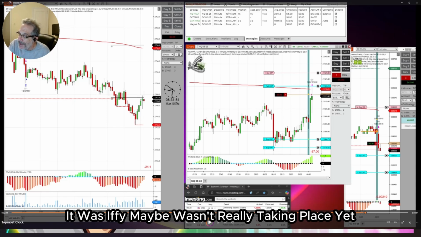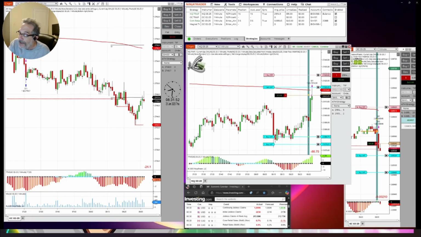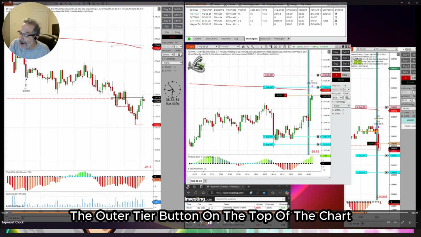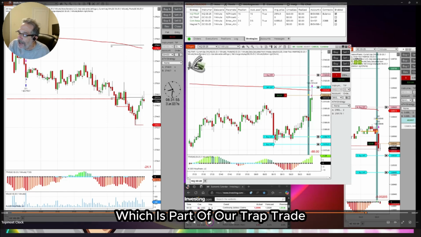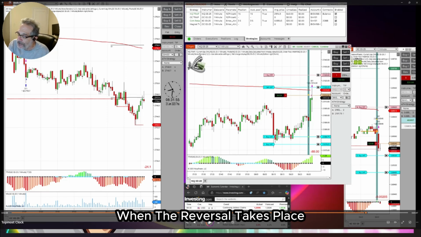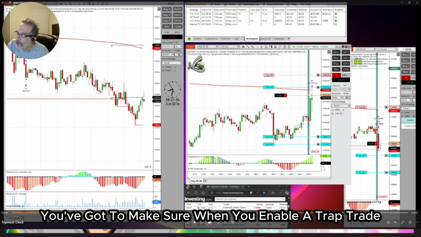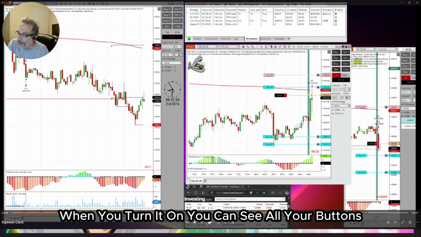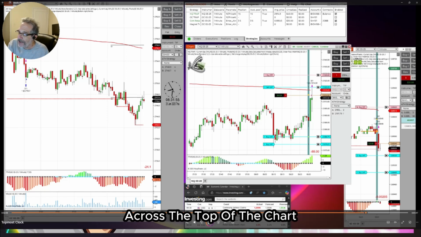It was iffy. It maybe wasn't really taking place yet. The cancel the outer tier button on the top of the chart, which is part of our trap trade, is the way you remove that extra order when the reversal takes place. So you've got to make sure when you enable a trap trade, when you turn it on, you can see all your buttons across the top of the chart.